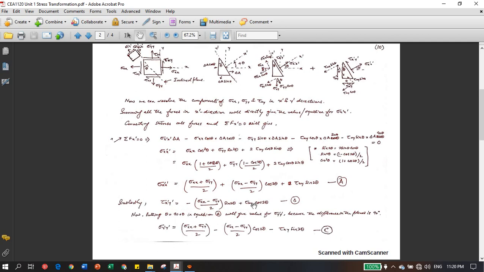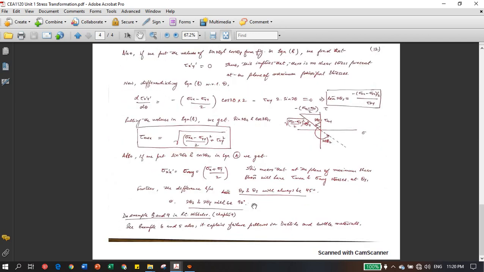So what you get is that all the things will cancel out, and you will meet this equation, which means tau x'y' at the plane on which the principal stresses, meaning the normal stresses, are maximum. On the plane of the principal stresses, the shear stresses will be 0. So this is what we have done. It means that at the plane of principal stresses there will only be normal stresses present, and the value of shear stress will become 0.